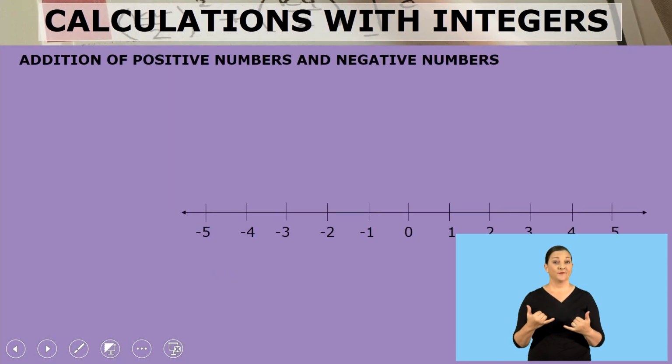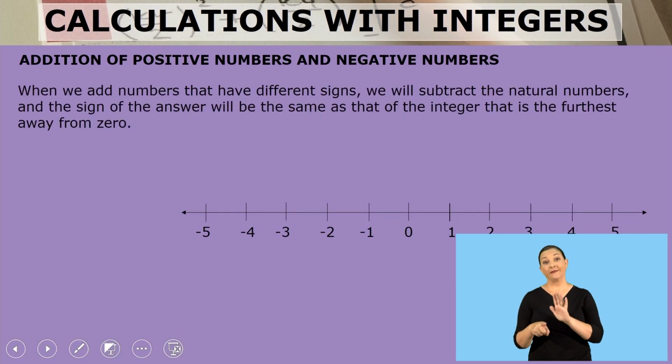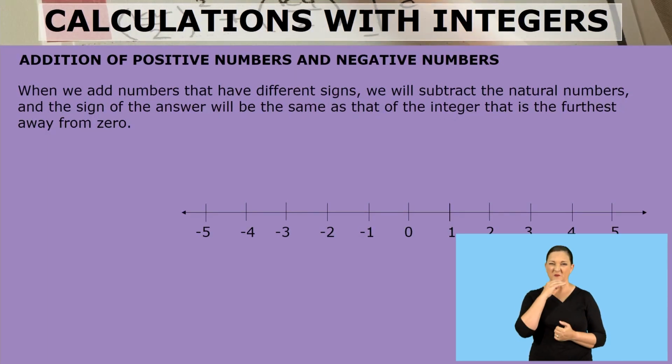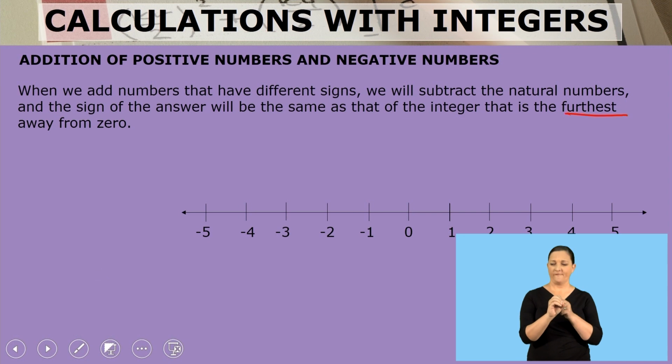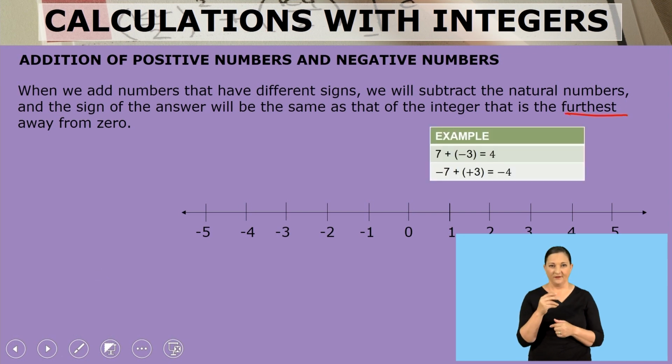What about addition of positive numbers and negative numbers? When we add numbers that have different signs, that is one positive and one negative, we will subtract the natural numbers and the sign of the answer will be the same as that of the integer that is furthest away from 0. So I've got the number line there just to remind us which number will be furthest away from 0.